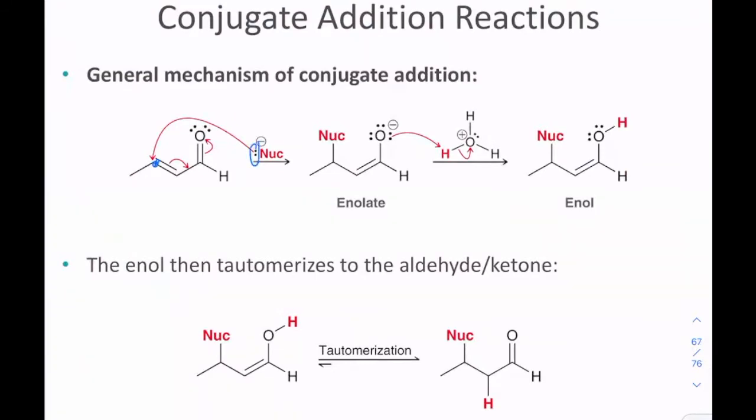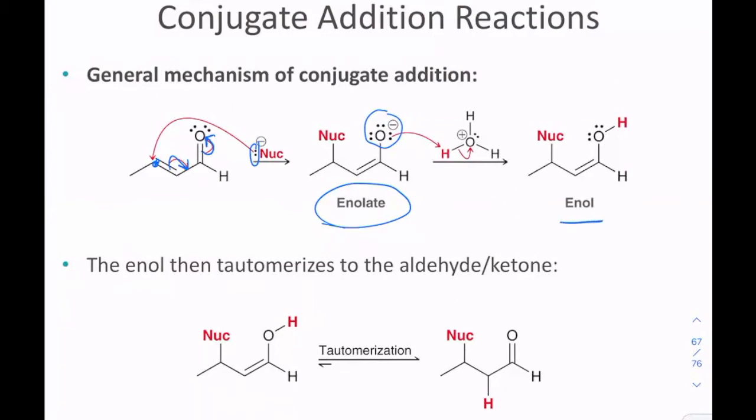In response, the pi bond electrons are going to hop over. In return, the pi bond of the carbonyl is going to hop up. And so we end up with this enolate intermediate where our nucleophile is now covalently attached. So following the nucleophilic attack, we're going to have proton transfer where that negatively charged oxygen is going to be protonated. And so we end up forming the enol.